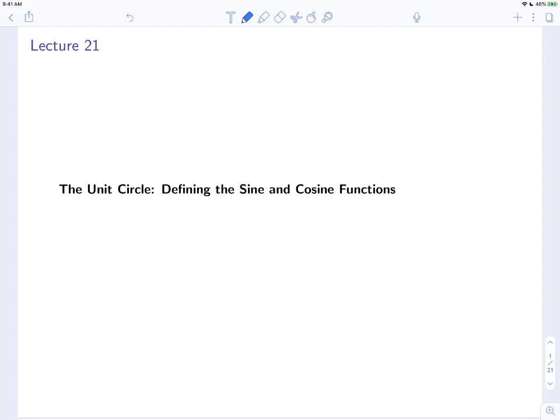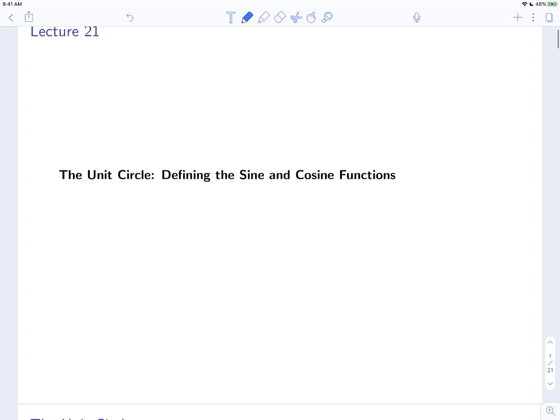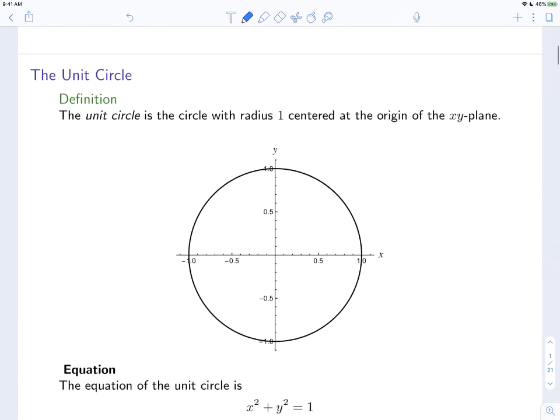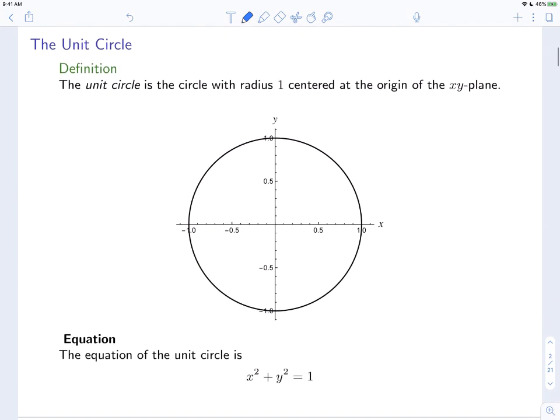In this video, we'll talk about the definition of sine and cosine in terms of the unit circle. First of all, we should define the unit circle. The unit circle is the circle with radius 1 centered at the origin of the xy plane. So the equation of the unit circle is x squared plus y squared equals 1.